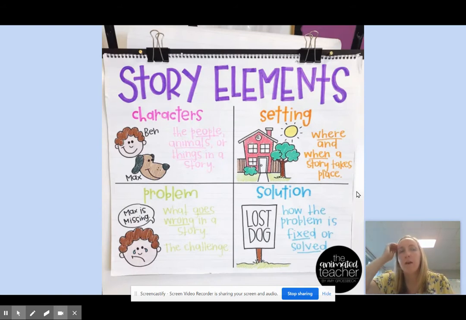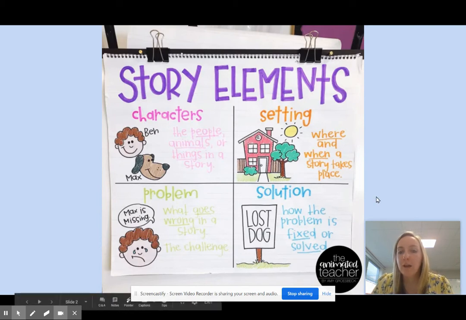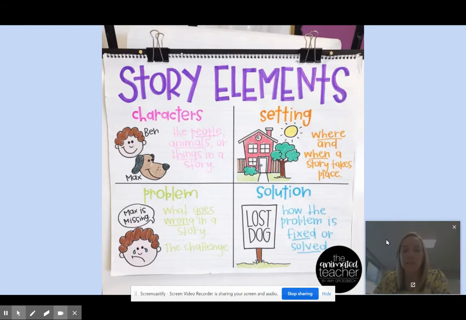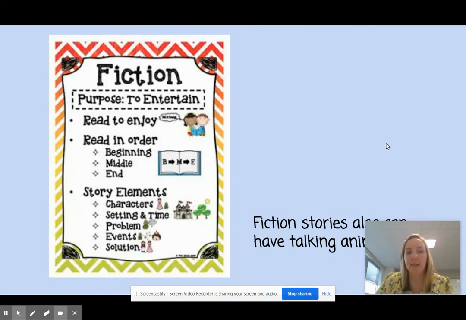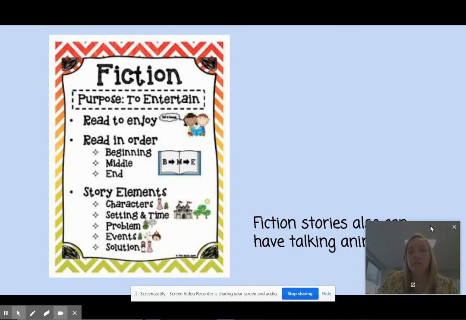So like, let's see, a problem in a story could be that a character's tooth is loose, right? And then maybe that tooth falls out and the character didn't know that the tooth fell out. So it's a lost tooth. So the solution would have to be something for the character to do to find the lost tooth, right? So let's see the next slide to see what other story elements. Move myself. There we go.